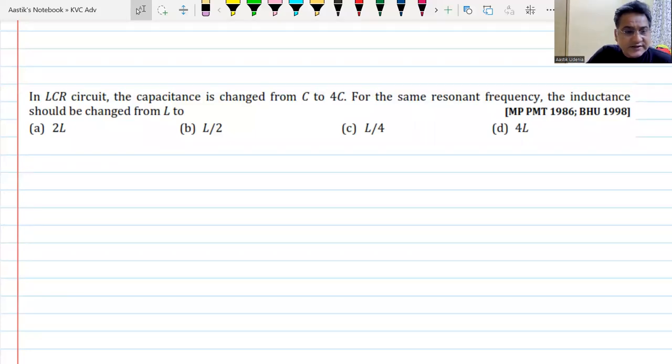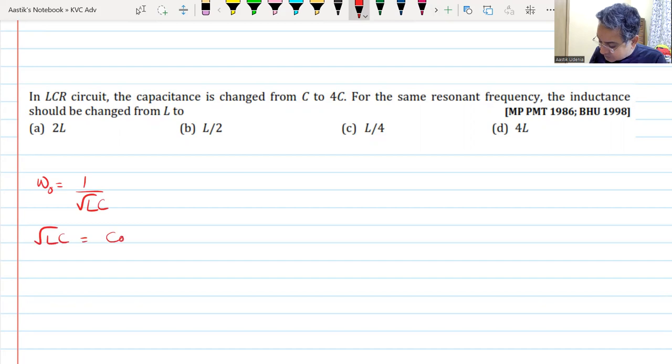And this is the first question. In an LCR circuit, the capacitance is changed from C to 4C. For the same resonant frequency, what would be the new value of L? What would be the answer for this one? We know that omega naught is 1 by root over LC. We need the same resonant frequency, so root over LC should be a constant. Or for the same resonant frequency, L into C should be a constant. C has changed from C to 4C. So inductance L must change from L to L by 4. And that is the answer that we are looking at. I hope you have got this question. Everyone understands this?